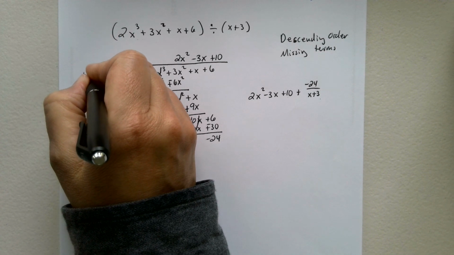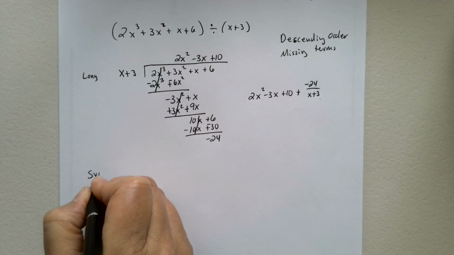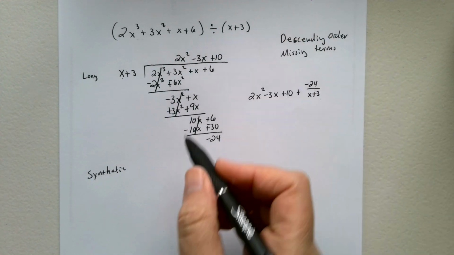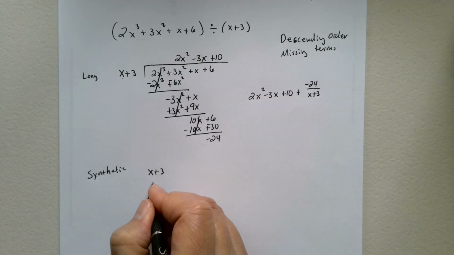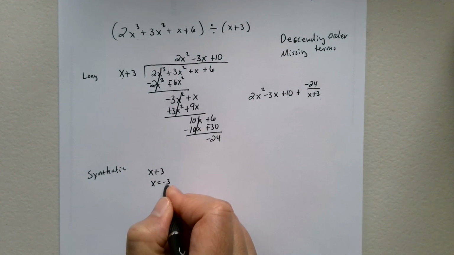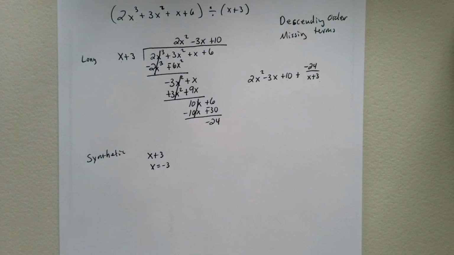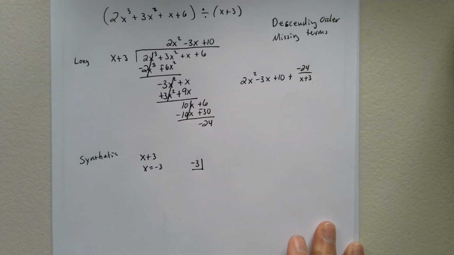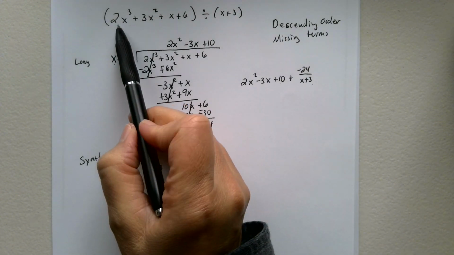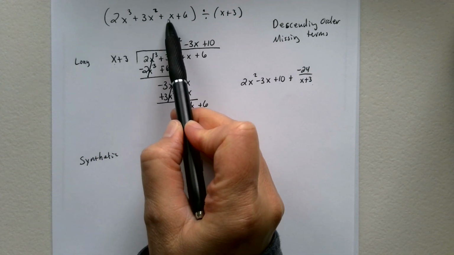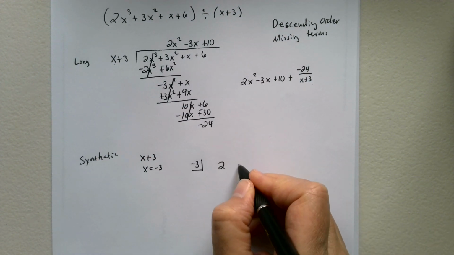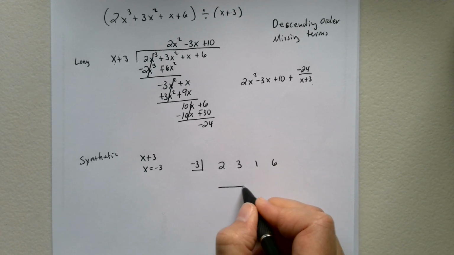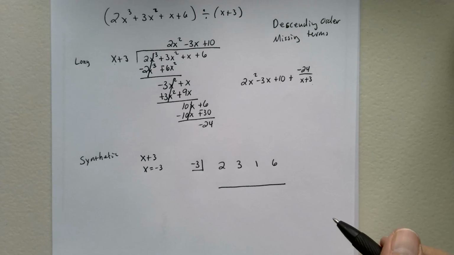So this was the long version; now with synthetic. Remember that you take your divisor, so we are dividing by x plus 3, and you think about, well, if I was solving that, my solution would be negative 3. So I'm going to take the negative 3 and put it in the backwards L, and then I'm going to take my coefficients, my 2, 3, 1, and 6. And again, you've got to pay attention, make sure it's in descending order, and if anything is missing, that you have accounted for that with a 0.